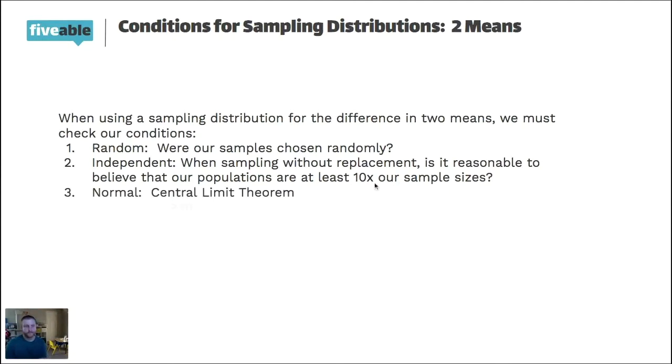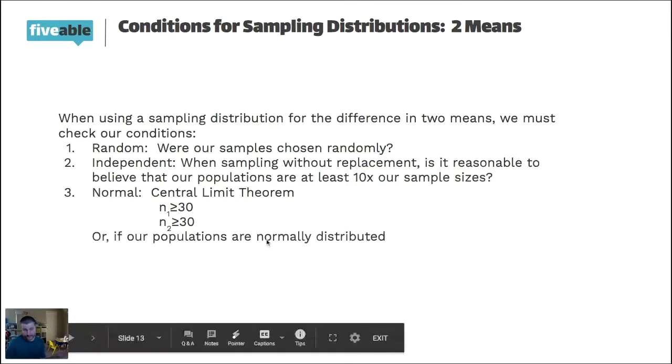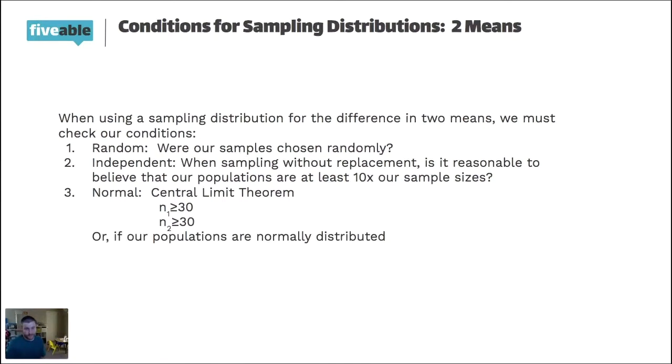And then 3, this is where the central limit theorem comes in that came up earlier. I have to make sure that both of my samples, since I have 2 means and two populations I'm comparing, are at least 30. Or, second thing, if our samples are small and we don't have the central limit theorem, what can we do now?